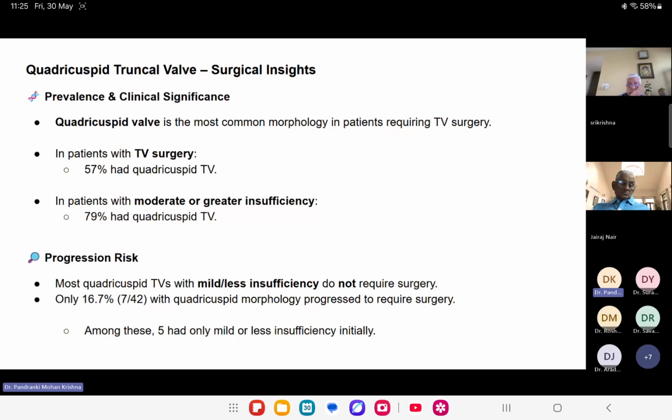Progression risk: most quadricuspid truncal valves with mild or less insufficiency do not require surgery. Only 16.7% with quadricuspid morphology progress to require surgery. Among these, 5 had only mild or less insufficiency initially. That means even though patients initially have mild or less insufficiency in quadricuspid truncal valves, about 16% can progress to significant insufficiency.